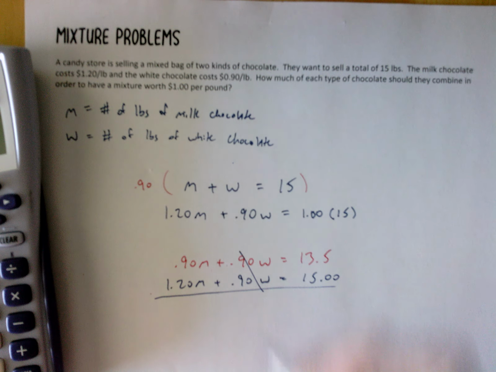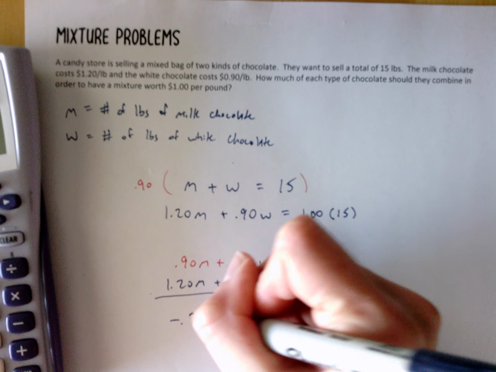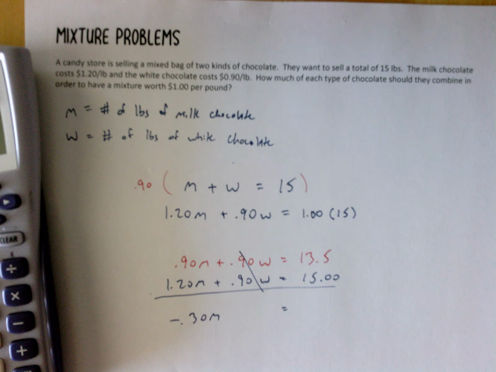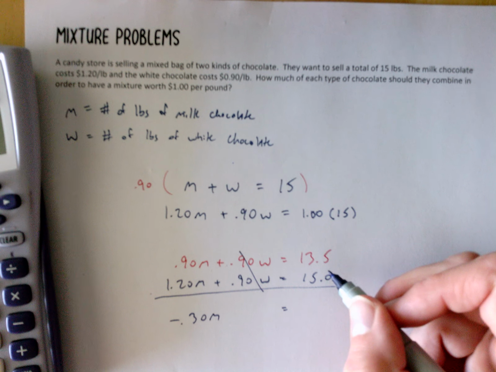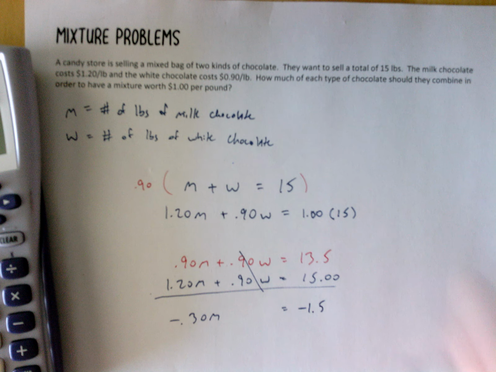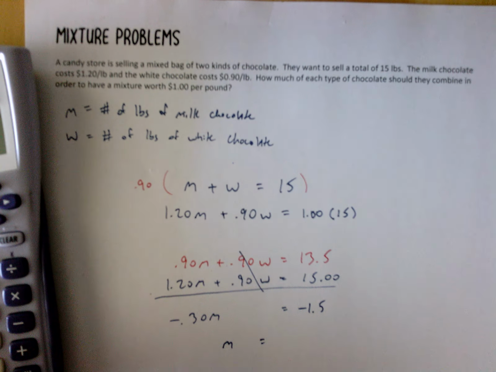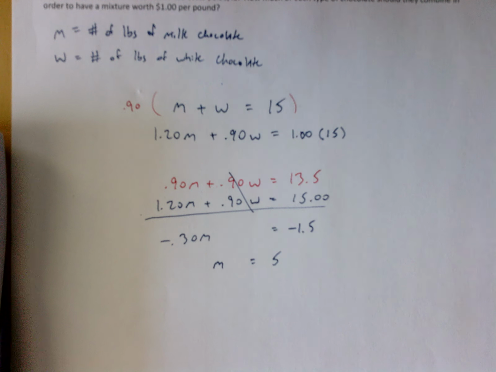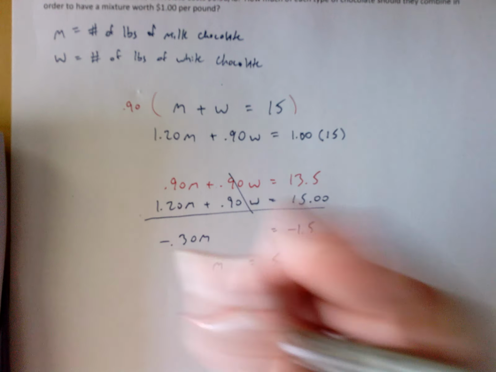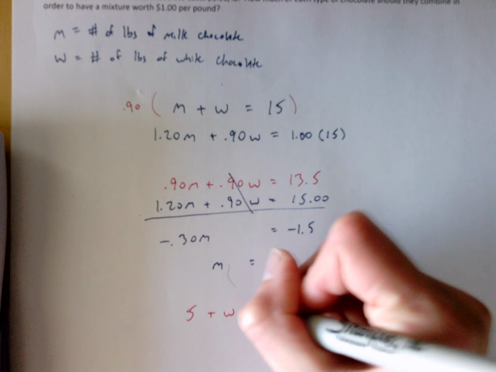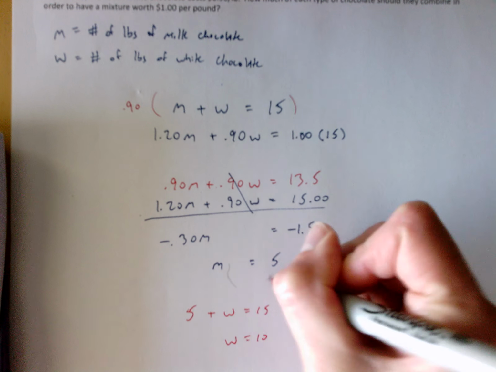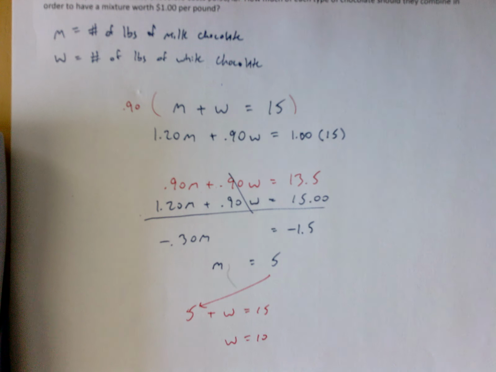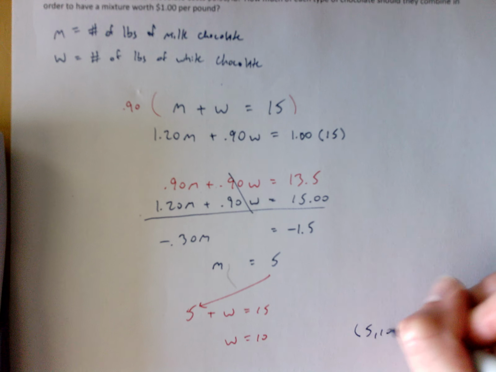So those guys cancel out. When I subtract this, that's going to be negative 0.30M. When I subtract this, 15 and 13.50, that's $1.50, so negative 1.5. Then I'm going to divide both sides, and that's going to work out to M equals 1.5 divided by 0.3, which is 5. So M is 5. And then from there, that's a pretty easy substitution into that top equation. I know that it's going to be 5 plus W equals 15, so W is 10. Written as a point, my solution would be (5, 10).